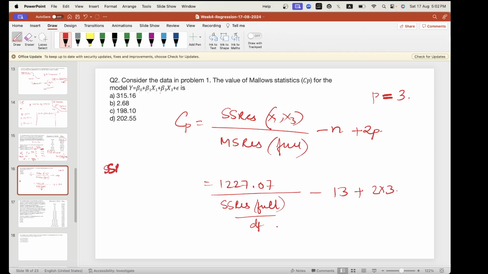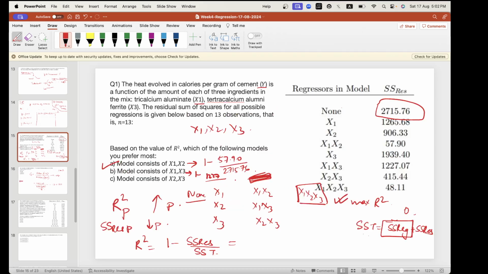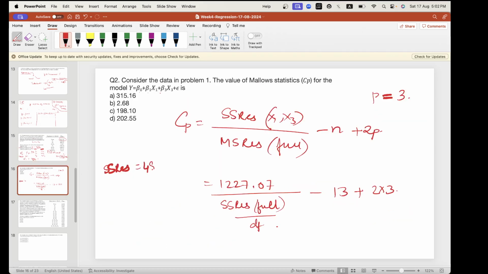SS residual, we know it would be this one, 48.11. And degrees of freedom, how do we calculate that? So the full model would be beta naught plus beta 1 x1 plus beta 2 x2 plus beta 3 x3 plus epsilon. So how many unknown parameters do we have? 1, 2, 3, 4. So df would be n minus number of unknown parameters, that would be 4. So this would be 13 minus 4, that is 9.